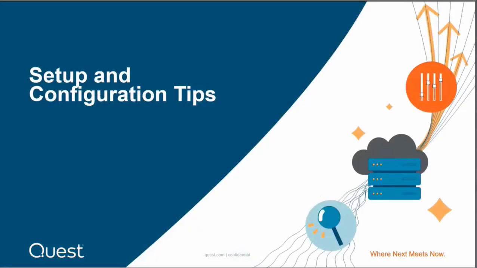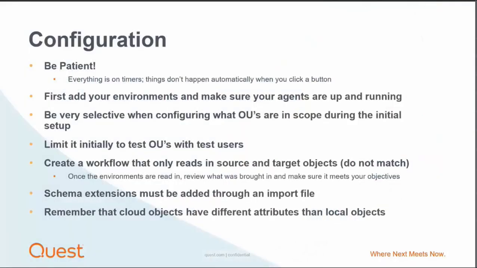All right, so let's talk a little bit about some setup and configuration tips. The biggest tip I can give you, the number one tip, is to be patient. I know it sounds silly, but it's important. Remember that ODM DirSync is a SaaS application, and it's the agents calling on a regular basis to ask for jobs. So when you click a button, don't expect something to happen immediately. You have to wait for the timers to kick in to push the job to it.